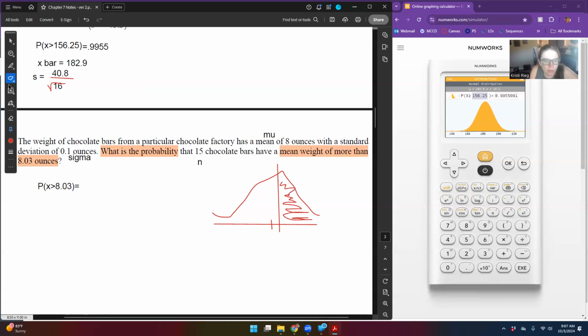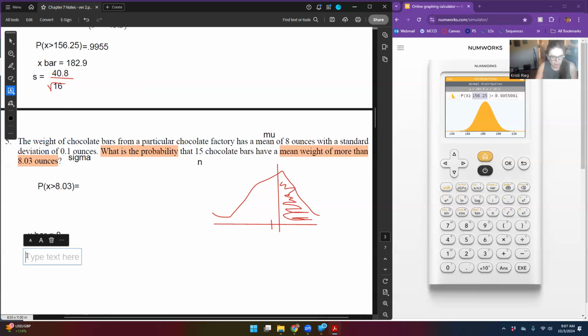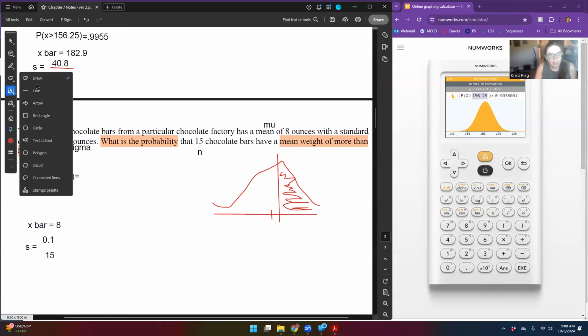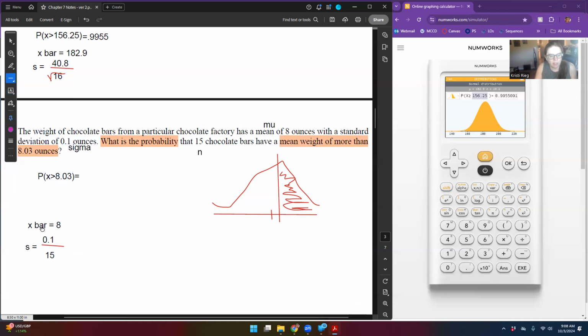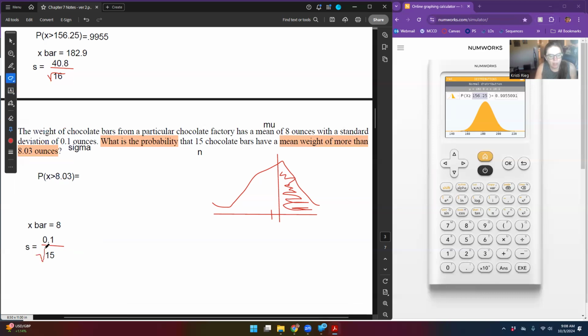Okay, so from this, we already have mu, we already have n, we already have sigma. So we are just going to write out what we need for the calculator. X bar is the same as mu because we said this is a central limit theorem for means. And S is going to equal sigma divided by the square root of n. Now this one has a square root of 15. That's going to be a little uglier on our calculator. So it's not going to have such a nice, neat decimal like we did last time. That's fine. It's all good.